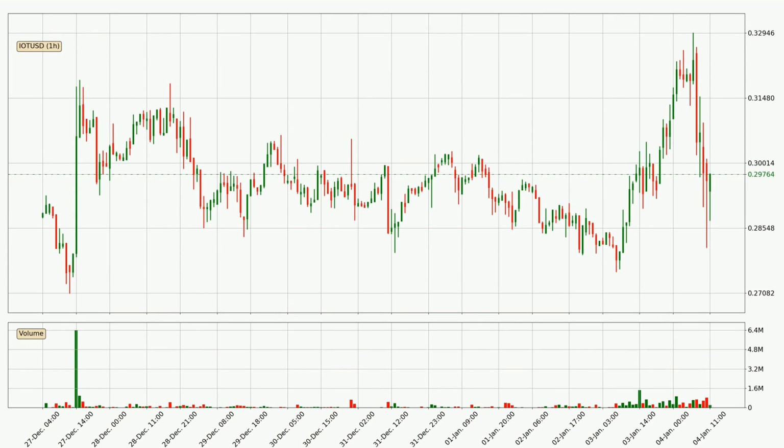Looking at the IOTA hourly time frame, the price went up by around 9.4%. But then it came quickly down again in the last 24 hours, with a current price of 29.8 cents.